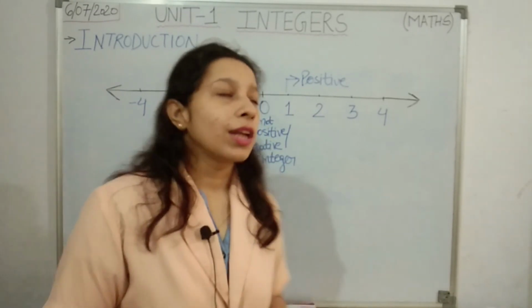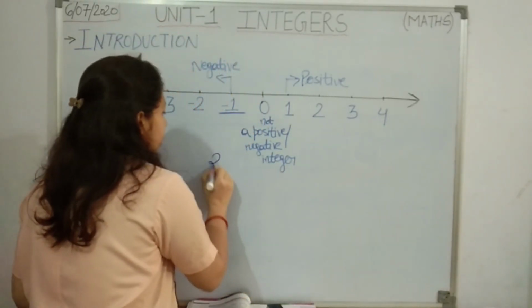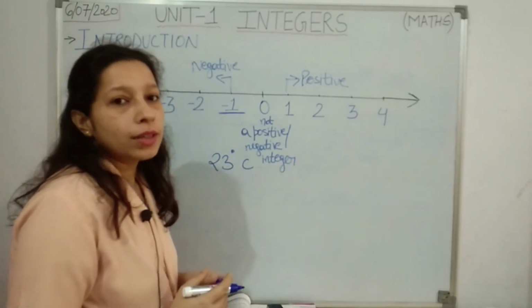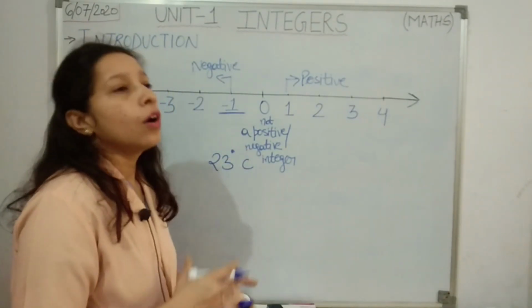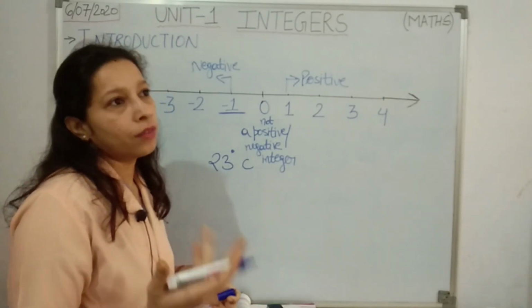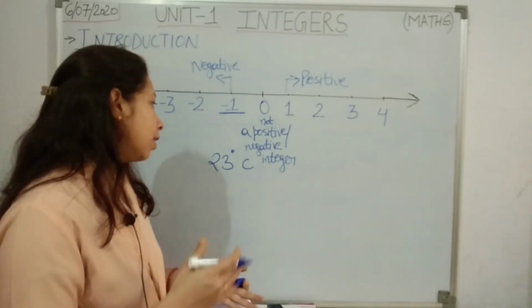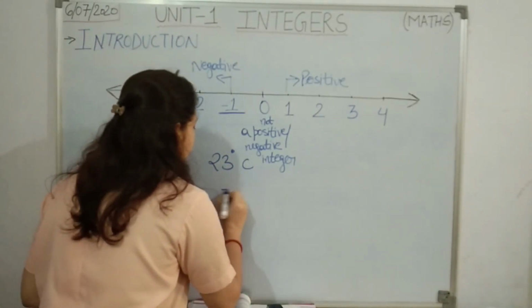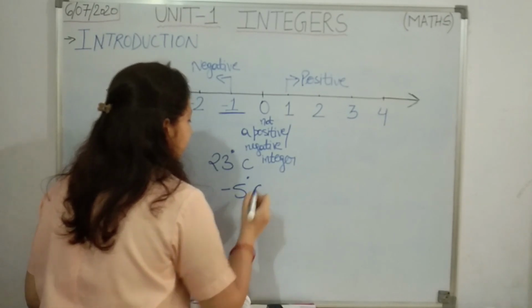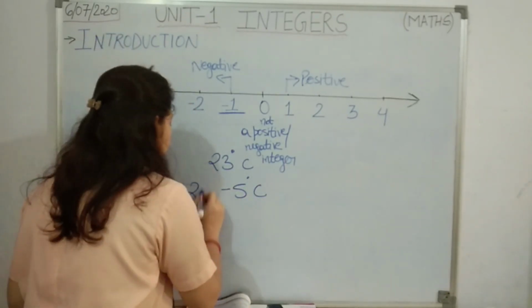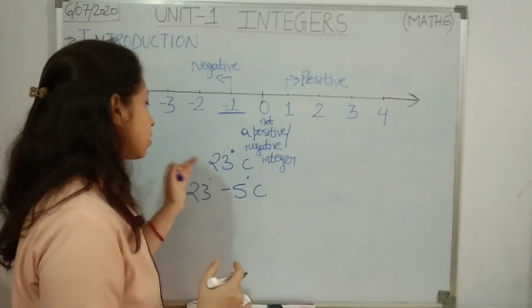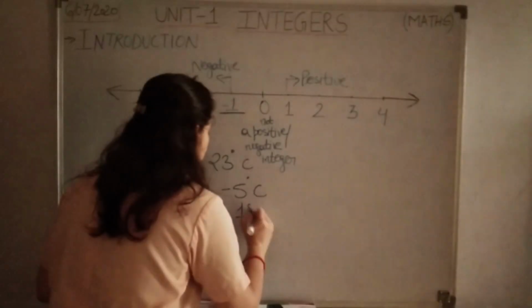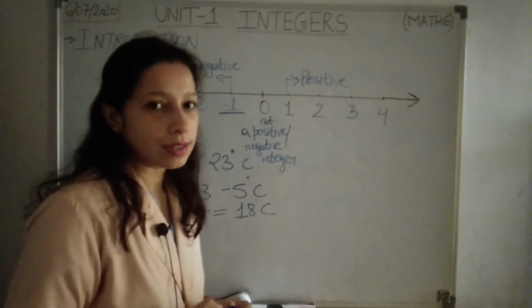Suppose the temperature of Delhi today is 23 degree Celsius, but now there is a drop in the temperature. Take the example of winters. In winters there is a decrease of 5 degree in the temperature, so I can show it as minus 5 degree Celsius. Means there is a decrease in temperature, 23 degree Celsius decreased by minus 5 degree Celsius, so you will get 18 degree Celsius.